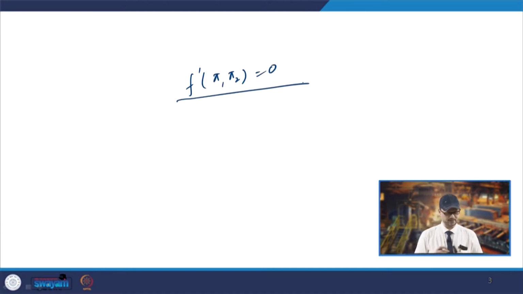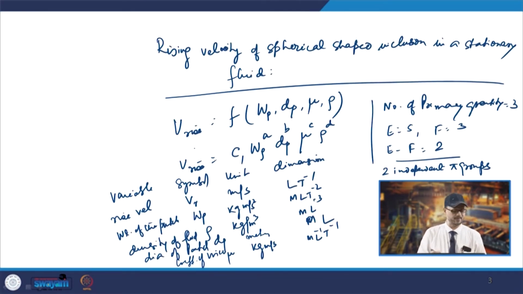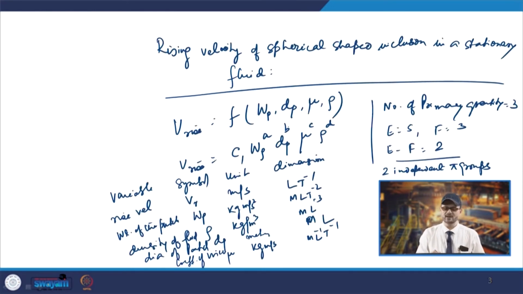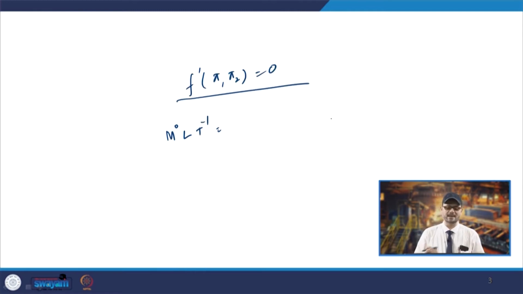Now, what you see is that if you equate both these sides, you have to have the dimensions on both sides. So, you have in the earlier case this is L t minus 1, so you will have M 0 L and t minus 1. We have seen that you will have the 4 parameters with the indices a, b, c and d. Those values are W p to the a, d p to the b, mu to the c and rho to the d. So, you will have those expressions.